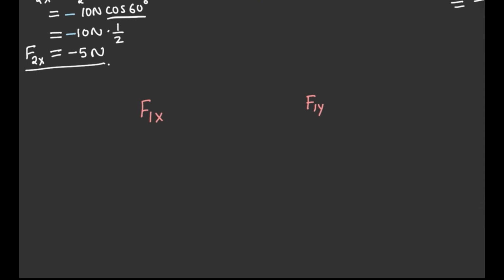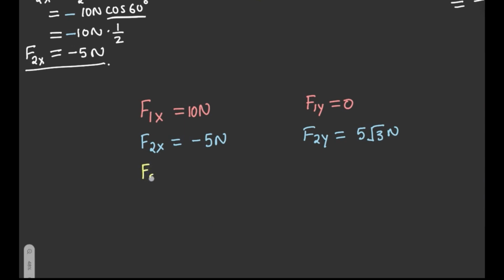So F1x is equal to 10 newtons and F1y is equal to 0. Next, F2x and F2y. F2y was equal to 5 times square root of 3 newtons and F2x was equal to negative 5 newtons. Moving on to F3, F3x is also minus 5 newtons and F3y is negative 5 square root of 3 newtons.